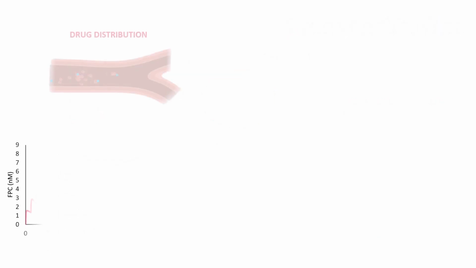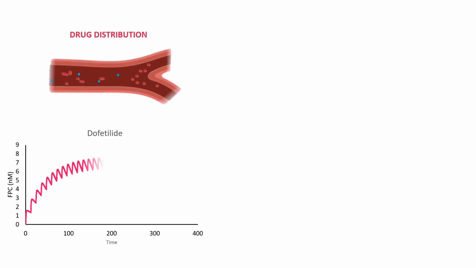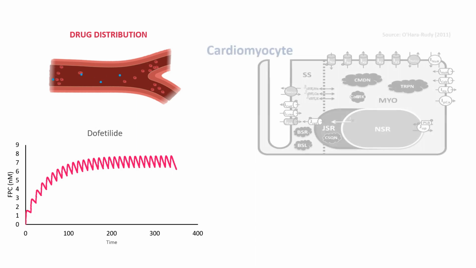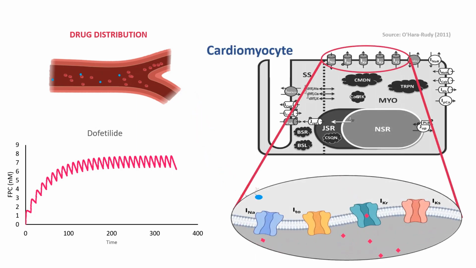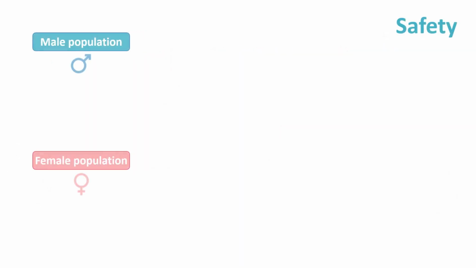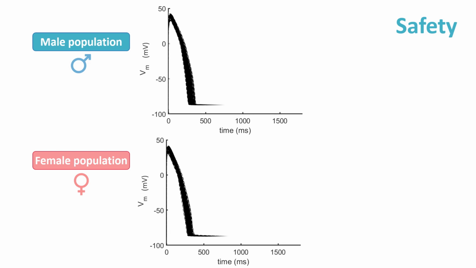To assess drug effects, plasma concentration is introduced as an input to electrophysiological models of cardiomyocytes. The molecule interacts with one or several ion channels and modulates transmembrane currents, leading to electrophysiological changes. We distinguish between male and female populations.